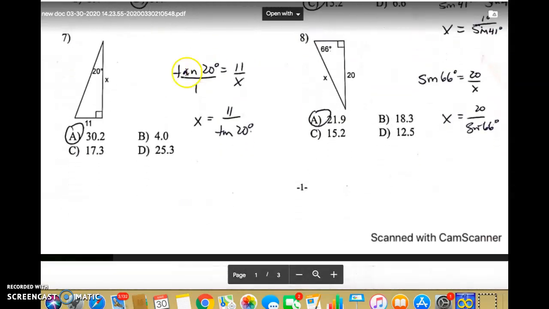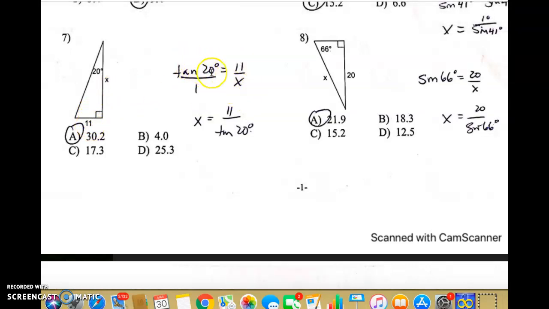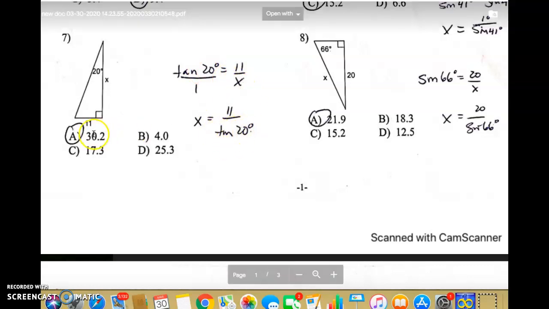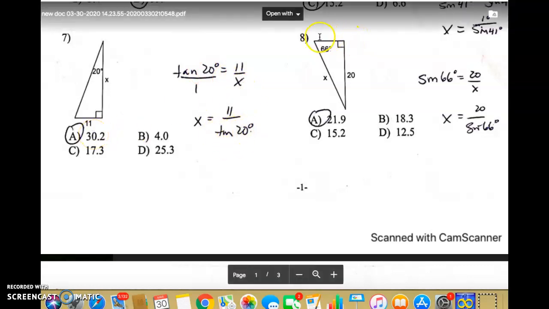All right, for 7, 20, let's see, we've got tangent. So tangent of 20 is 11 over x. Same thing, if x is on the bottom, switch those, 11 over tangent 20. Calculate that, you get A. 8, from here you've got sine of 66 is 20 over x. Oh, x on the bottom. I didn't put this over 1, but you can switch those. So 20 over sine 66, and you get A.